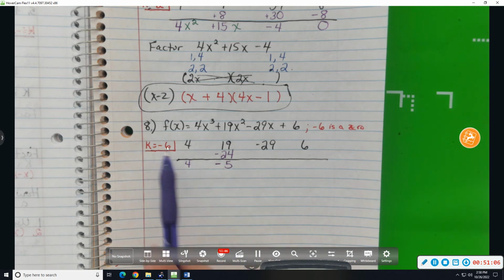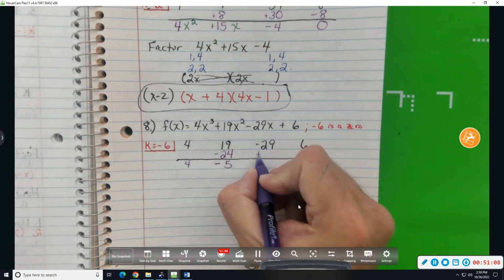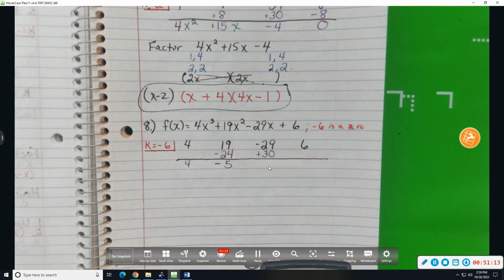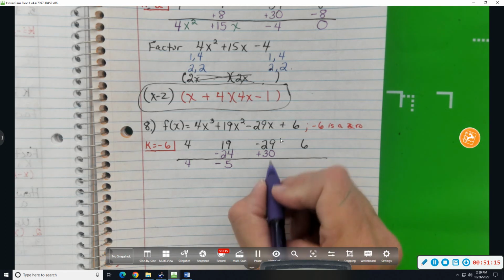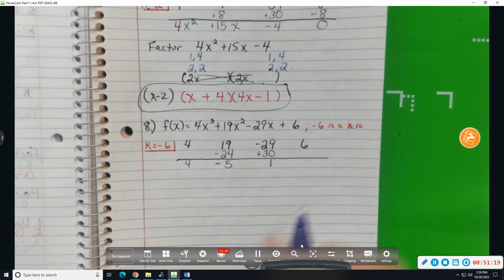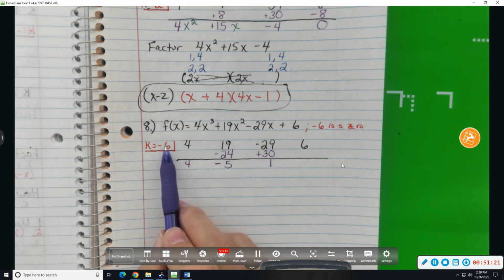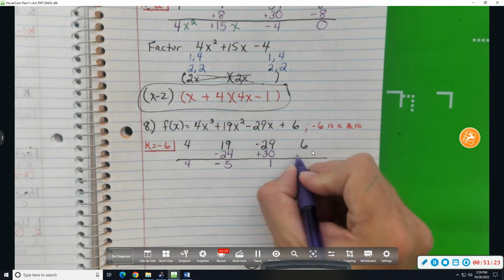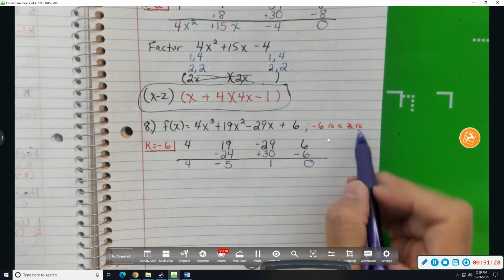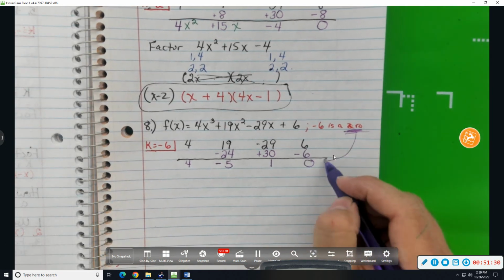30, I agree. Negative 6 times negative 5, down here. Negative 29 plus 30, that's a positive 1. Negative 6. What are we getting as a remainder? It better be a 0, because we were told it was a 0.